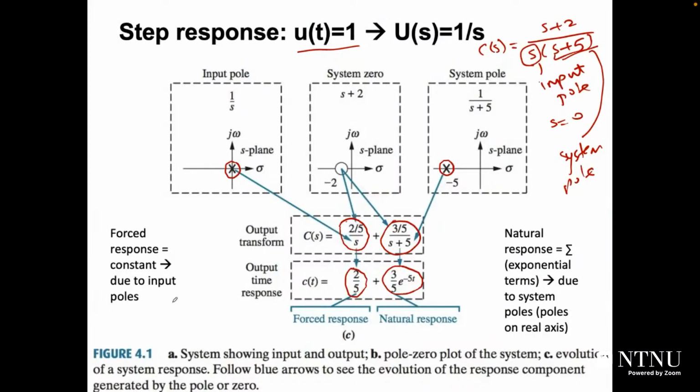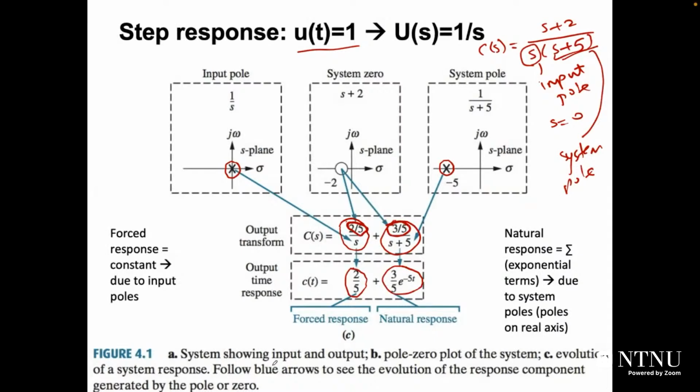So the forced response equals a constant value, and it's due to the input pole. The natural response is a summation of exponential terms, and it's due to system poles on the real axis, right? In fact, this system zero will impact the amplitude. This system zero is like a gain, so it will impact both of them, but it will impact only the gain of the response.